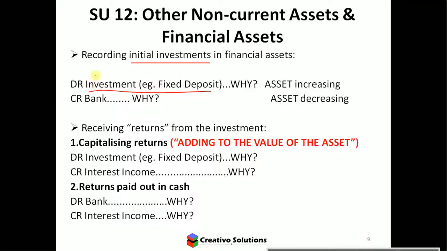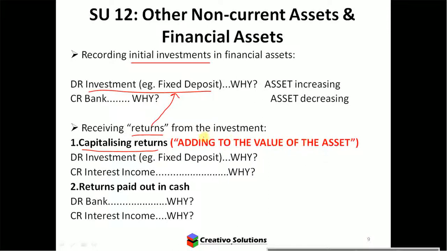Next bit, the returns. Does the fixed deposit give you interest? Yes, it would. So now the return on the fixed deposit could be added to the value of the fixed deposit, or it could be paid out to you as the investor. The first bit is capitalizing the return. What does that mean? Adding to the value of the asset. So the fixed deposit is going to grow in value. Today it's worth 10, tomorrow it'll be worth 11.